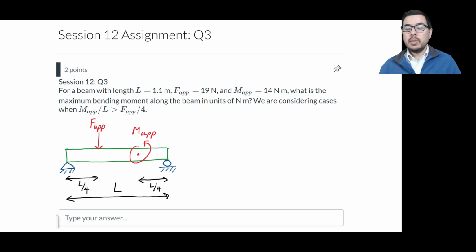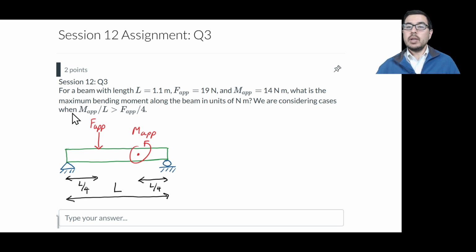In this problem, we are going to look at a simply supported beam that has an applied force at one location and a concentrated moment or coupled moment at another location along the beam. And the dimensions are given as follows. There's a bunch of detailed numerical values too.